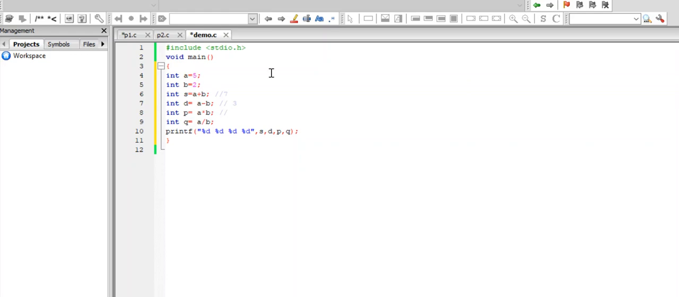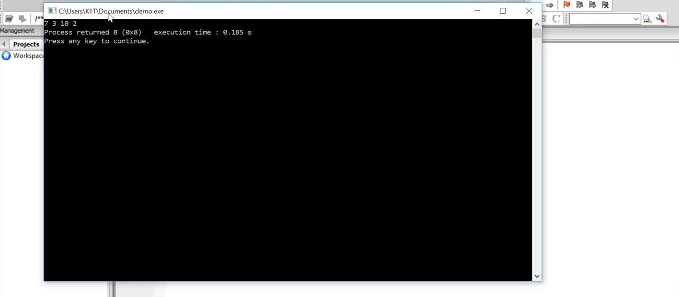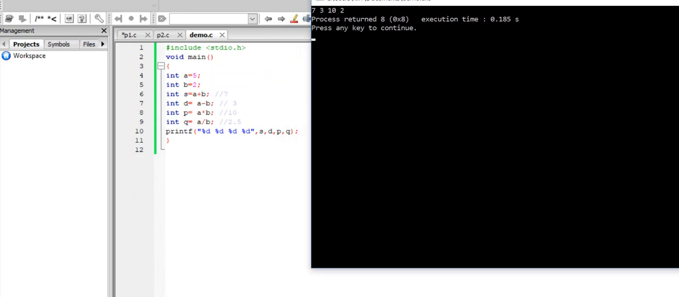We don't have any multiplication symbol in the computer, so we use asterisk instead. So a into b, that is 5 into 2, 10 obviously. And the fourth one, a by b, 5 by 2 equals 2.5 in mathematics. Probably what you might have thought, in mathematics it is, but this won't be the answer. Let's match it. 7, 3, 10 and 2. So everything is okay except this 2.5 becomes 2.